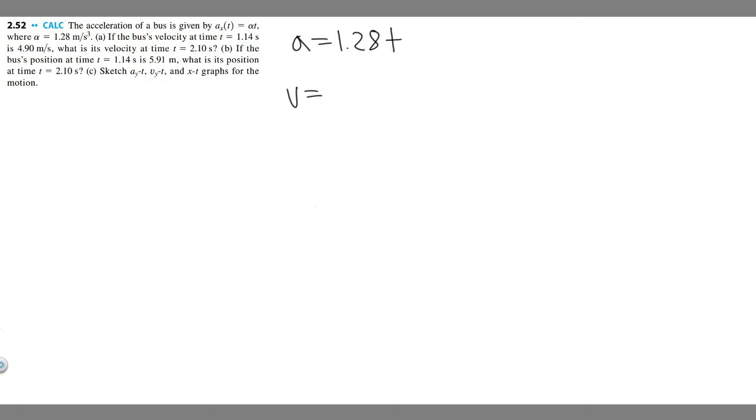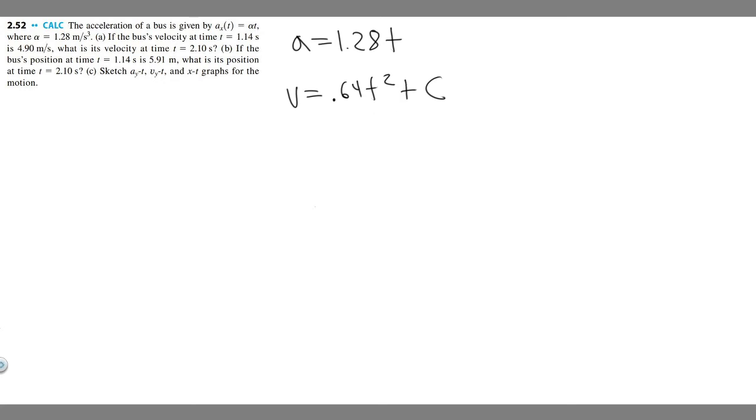So v, if you take the integral of this, it's going to become 0.64 t squared, right? Because you add 1 to the exponent, so it'll become 2, divide by it. So 0.64 t squared, and then it's going to add the constant. You have to add the constant. And so they tell us in this problem that at t equals 1.14, it's 4.9 meters per second, right? So at 1.14, 4.9 meters per second. And we're going to use that to solve for c.